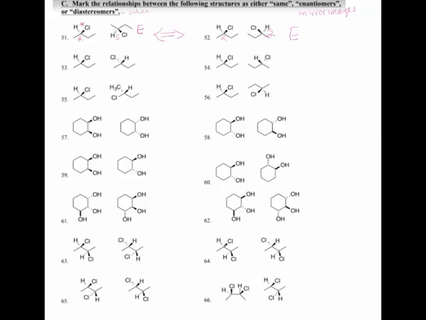Here we have, again, our R-2-chlorobutane. And here our chlorine is 1, the ethyl group is 2, methyl group is 3. The H is coming out towards us when we're rotating clockwise. So this is S-2-chlorobutane. So these are enantiomers.